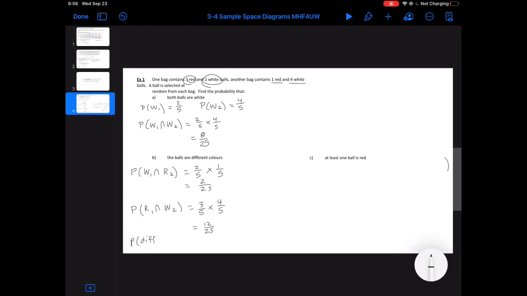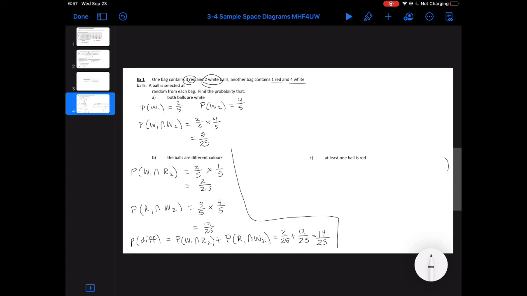So therefore, our probability that we get different colored balls is the probability that we get white first, red second, plus the probability that we get red first and white second. So we're going to have 2 over 25 plus 12 over 25, which is going to equal 14 over 25.